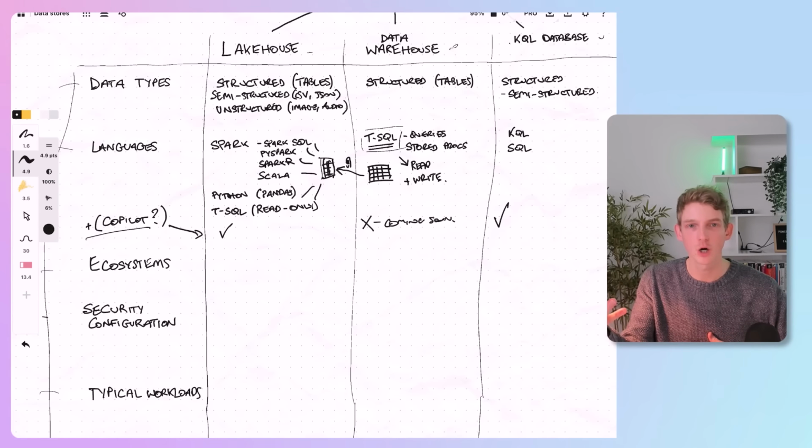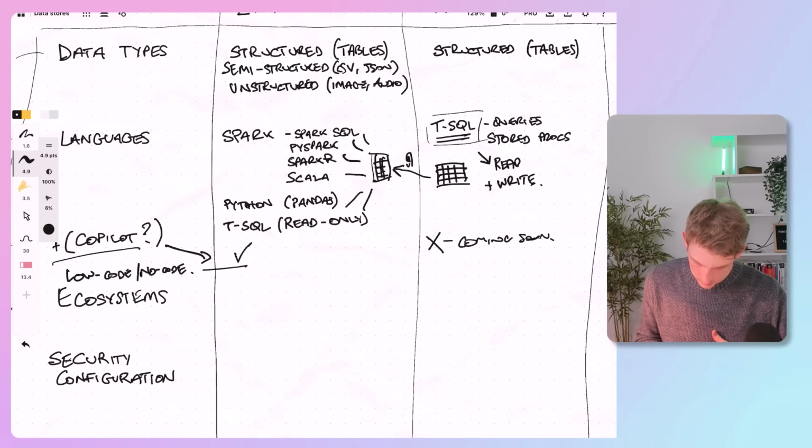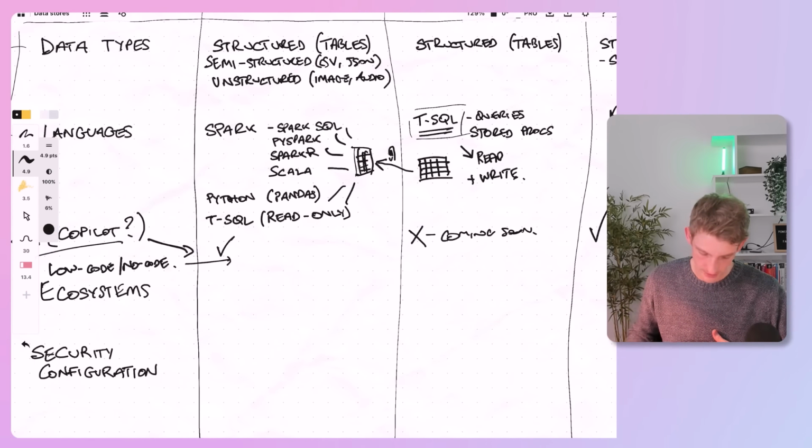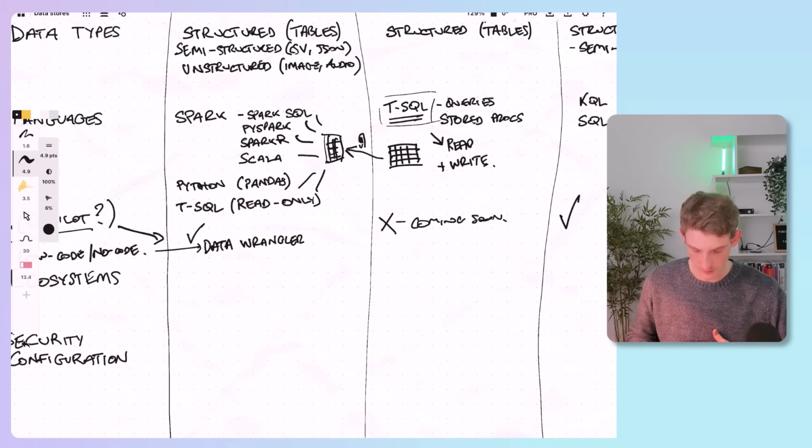And whilst we're on the topic of no code and low code, there's a few different options there as well for each of these. So with the lakehouse, I'm just going to add in a new topic here, like low code, no code. Bit messy, but it is what it is. So in the lakehouse, obviously we have Copilot. We also have Data Wrangler, which is a feature that helps you build Python queries, Pandas as well, if you're not too familiar with those languages.